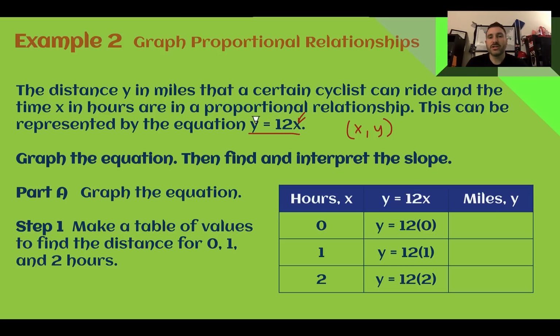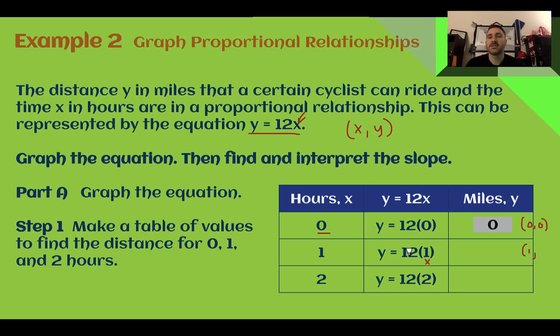So if we make a table for 0, 1, and 2, if we plug in 0 for x, multiply it in this case by 12, 12 times 0 is 0, so y would be equal to 0. This coordinate then, I would have 0 for x and 0 for y. I plugged in 0 for x, I got 0 out for y. If I plug in 1 for x, so starting to form my coordinate already, what am I going to get out for y?